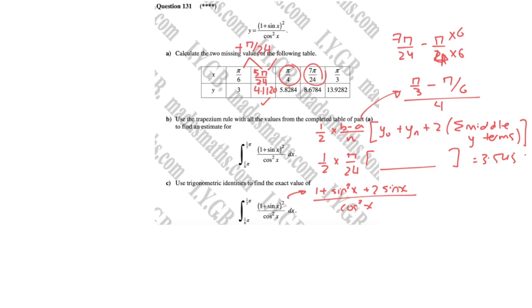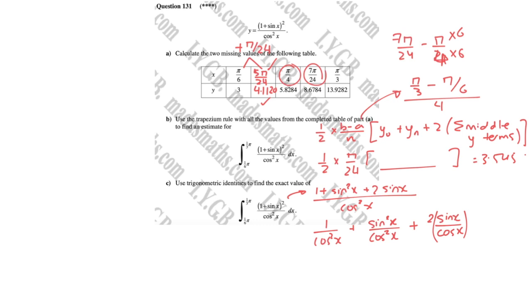Okay, so what I would do here is break it into chunks, like break it into pieces. So you have 1 over cos squared x plus sine squared x over cos squared x. You can do that because you don't have a plus 1 in the denominator, so it's easy to simplify. And then you have this bit, which is 2 sine x over cos x.